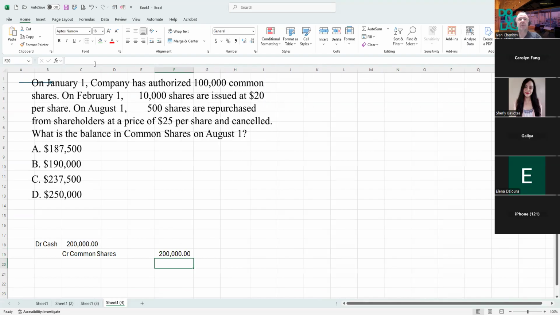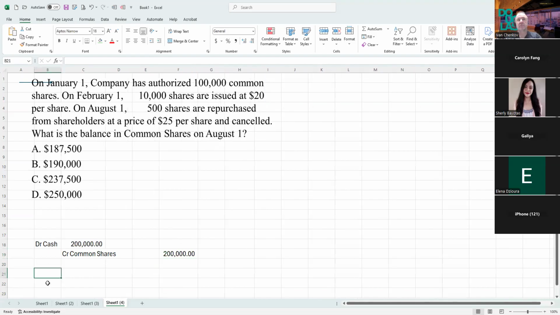Now, what's my average issue price per share? $20, no questions about it. Why? Because I have 10,000 shares times $20 per share. The average price is $20. Now, on August 1st, I'm going to repurchase 500 of those shares at $25 per share. So how much are you going to retire? Debit common shares. I'm going to retire 500 of those shares.